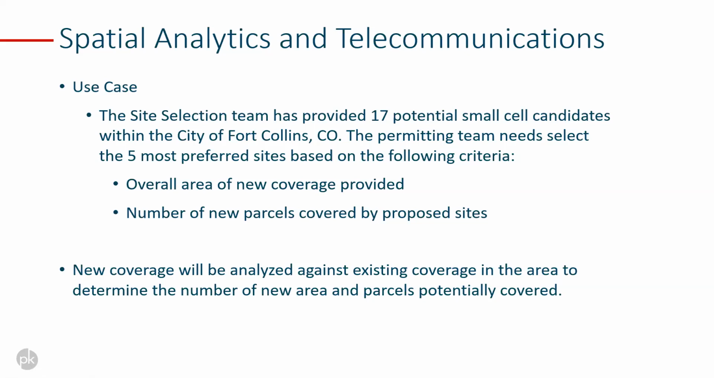So the use case here is that we have 17 potential small cell sites within a specific city, that's Fort Collins, Colorado. And we need to provide the permitting team with the 5 most preferred sites based on 2 possible variables. And we're going to look at these variables and narrow down which ones are most important once we've seen it all on a map. Those 2 variables are going to be the overall area of the new coverage proposed and the number of parcels, so property that is potentially inhabited by people. We want to see how much of that is going to be covered by some of these new sites and make some decisions based on those values.